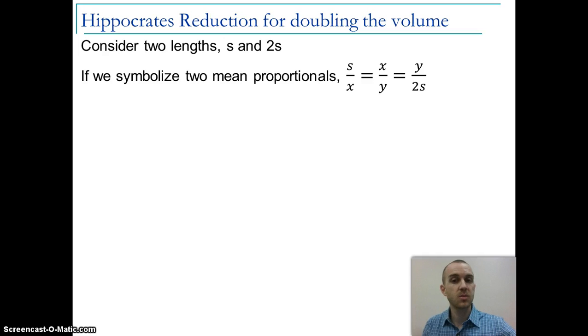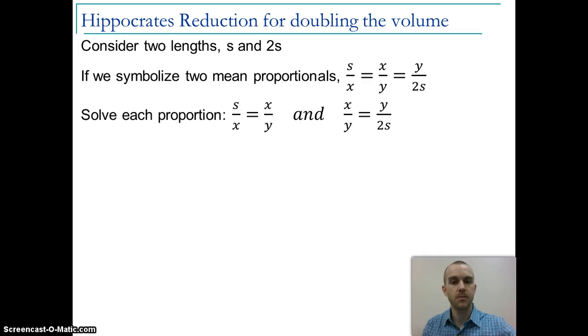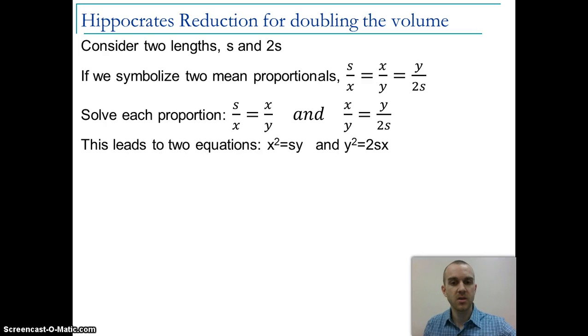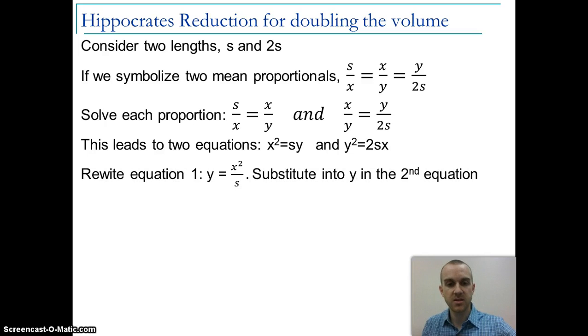If we use two mean proportionals and split them apart, and we use that x over y ratio to help us solve the problem, we cross multiply, and we get that x squared equals s times y, and y squared equals 2 times s times x. We want to rewrite the first one for y so that we can substitute into the second, and you get y equals x squared over s. So I'm going to take that value and substitute it in here, and that gives me x to the fourth over s squared. Now let's get all our x's together and all our s's together, and what you end up with is x cubed equals 2 times s cubed.